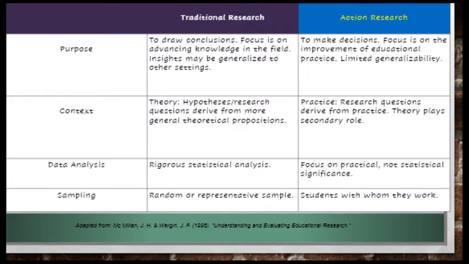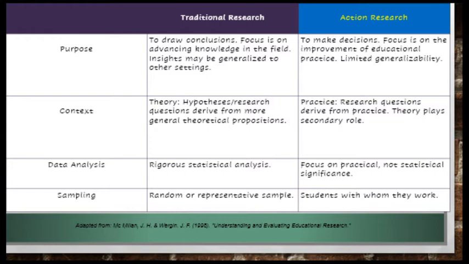In terms of sampling, traditional research uses a random or representative sample. Let's say, for example, your total population in a certain area of study is 1,000, then you can only choose from among those participants. Let's say you can only choose 100 or 200 or 300 representatives that would, of course, speak for the entire population, and you can use random sampling in order for you to choose who will be your participants.